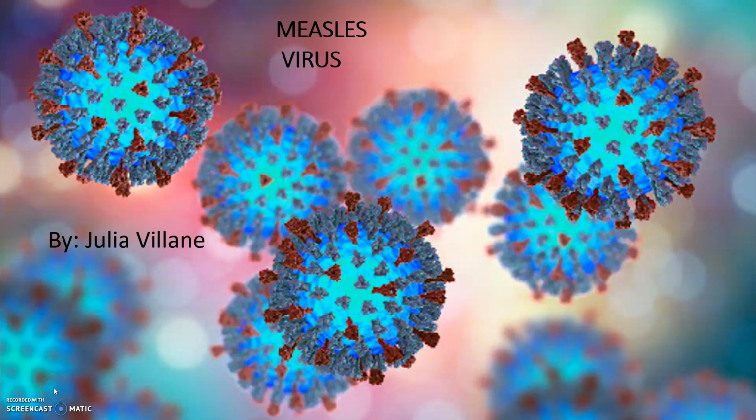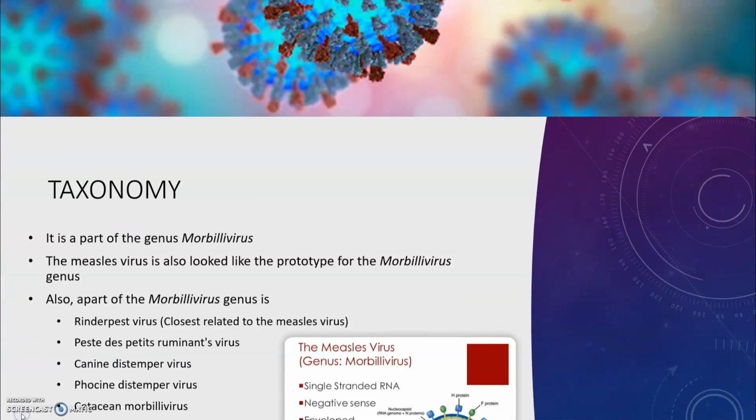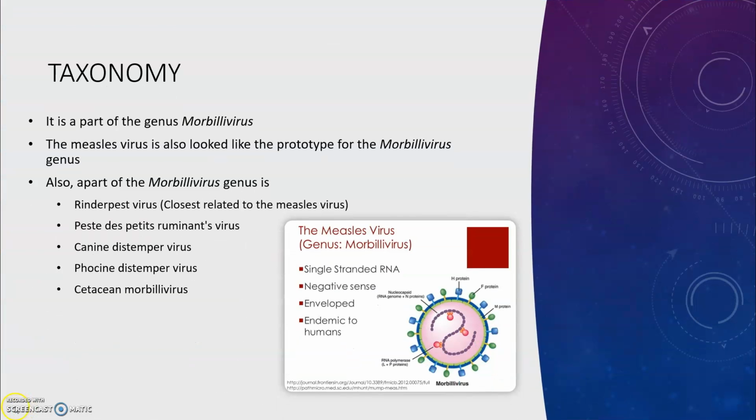Let's get started on this presentation. So we're going to start with the taxonomy. The measles virus is a part of the genus Morbillivirus. Actually, the measles virus is the prototype for this genus. We have a few different viruses down here that are also a part of the Morbillivirus genus. The most closely related virus to the measles virus would be the rinderpest virus.